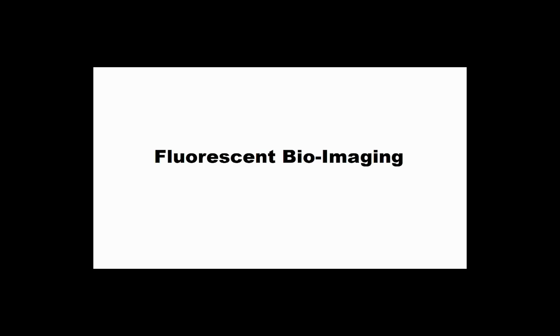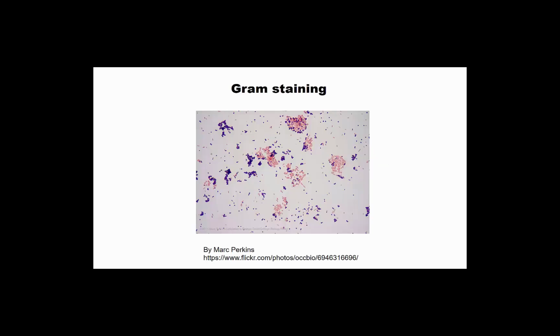Let's study about the fluorescence application in bioimaging. Many colorful materials have been utilized to stain biological samples. Here is one typical example for bacterial staining. This staining is called gram staining.